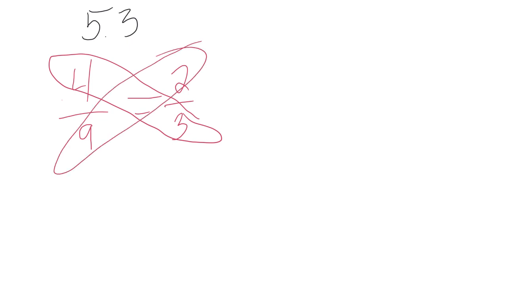So 9 and 2, if we multiply them, we get 18. 3 and 4, you multiply them, you get 12. Nope, not a proportion. All right? So that's how you figure out if something is a proportion or not.